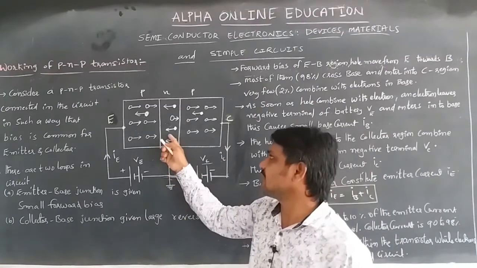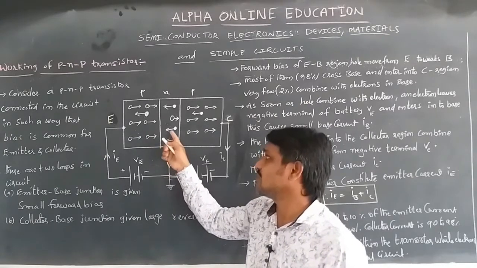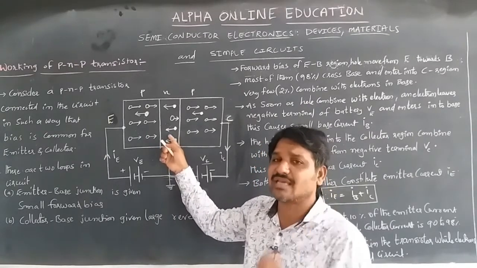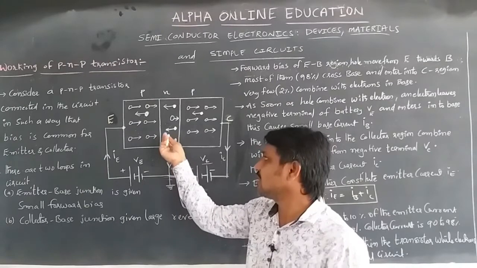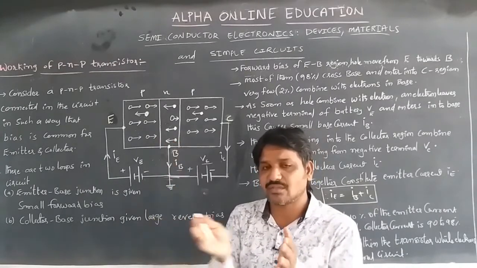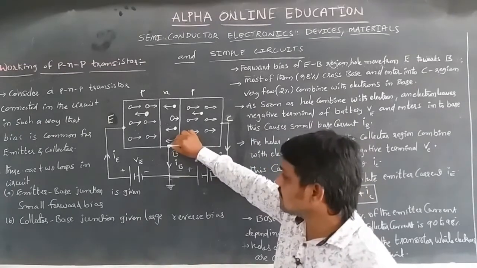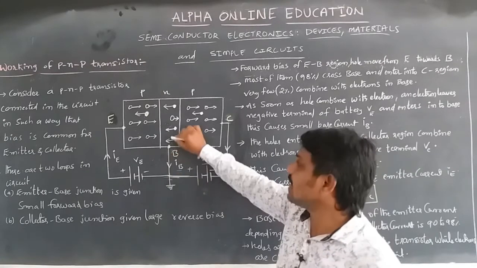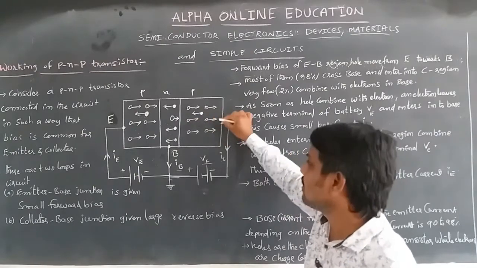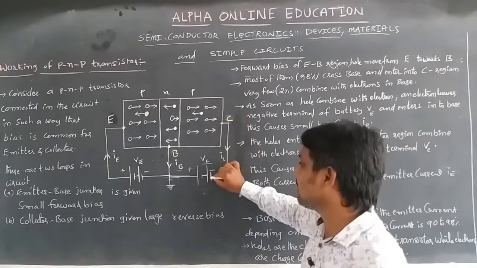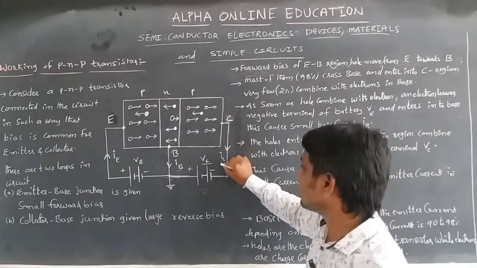Once again, in the base, some of the holes that enter will combine with electrons, and then the electrons leave the negative terminal. Whenever they combine with the holes, they leave the negative terminal, and that causes the base current. And when the maximum amount of holes enter the collector, they combine with the electrons coming from the negative terminal of the battery VC. So that causes the collector current IC.